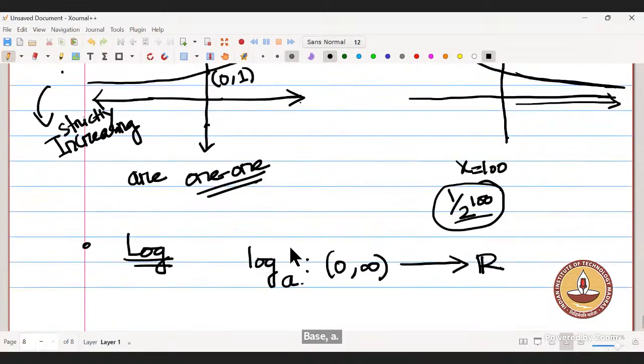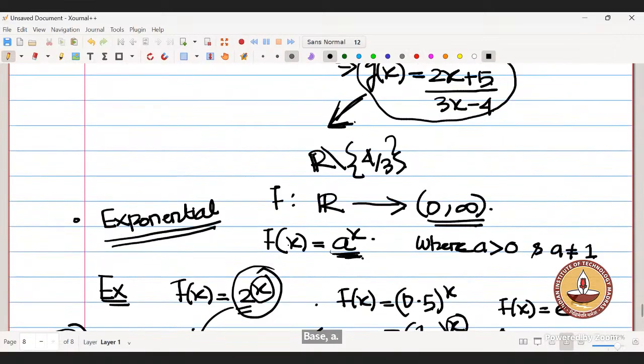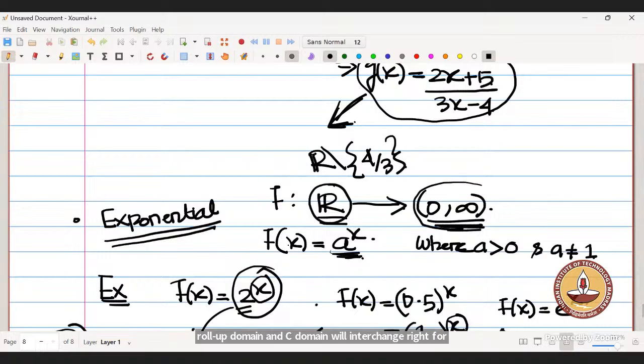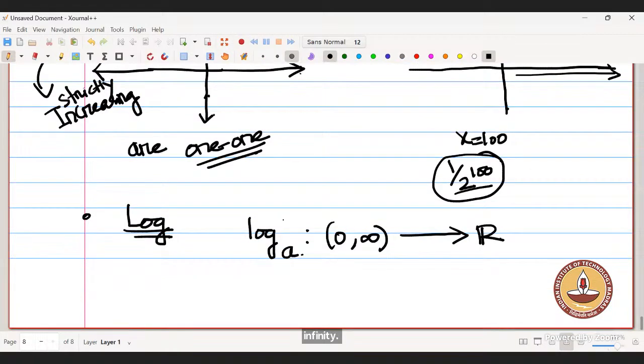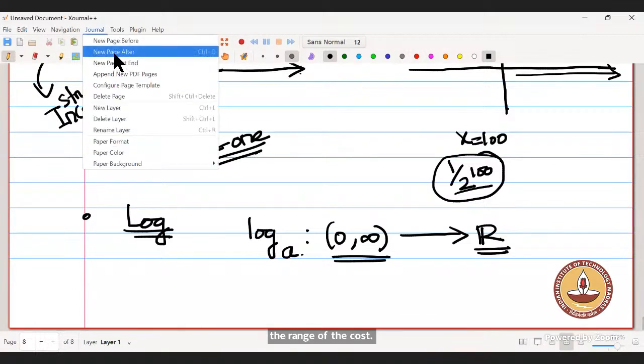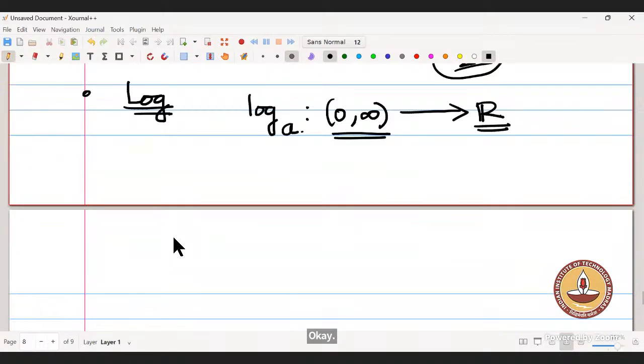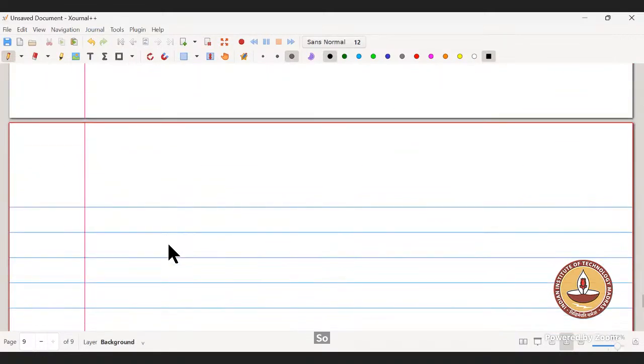As I said, log is the inverse, so here the roles of domain and codomain will interchange, right? For exponential, the domain is R and the range is 0 to infinity. Now, since log is the inverse, the roles of domain and range will interchange. So now this will become the domain and this will become the range of the function. Okay. And if you try to draw the graph, again, you have two possibilities.